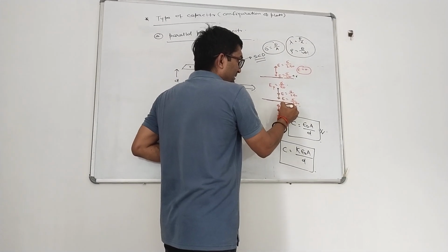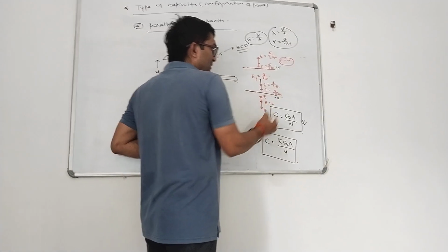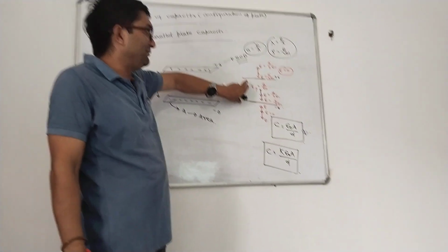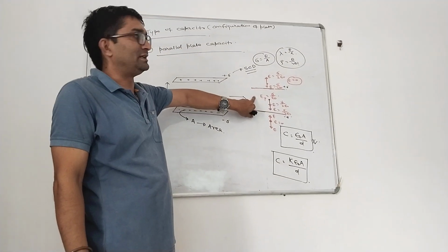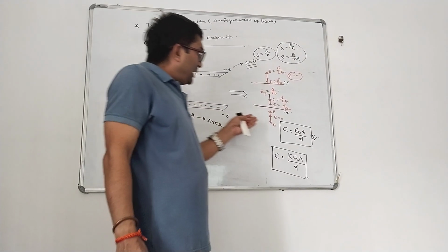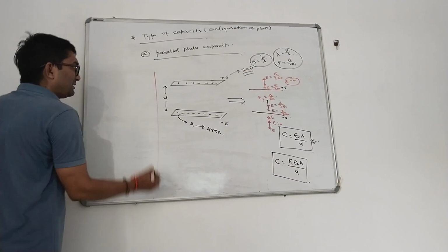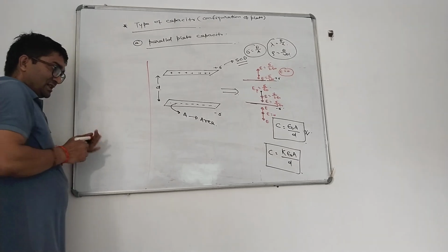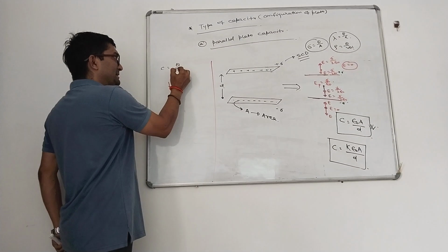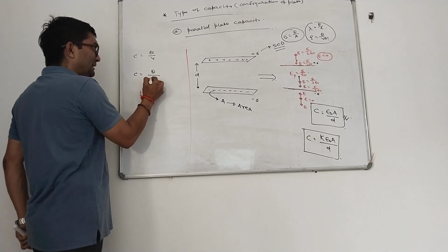Electric field here, E equal and opposite, will be 0. So basically only inside the plate it will create the electric field. Now if we calculate capacity, then from the simple definition we can write C is equal to Q upon V. So C is equal to Q upon V, which means what? E into D.